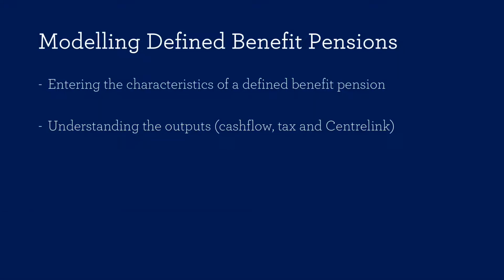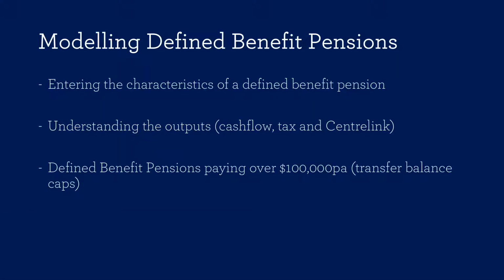We're also going to be looking at DB pensions that are paying over $100,000 per year and what that means in terms of its tax treatment due to transfer balance caps. And we're also going to be looking at death events and demonstrate how the reversionary nature of a DB pension can flow through to the spouse and how you can demonstrate that on the timeline in terms of goal achievability, as well as having that confirmed through your projections.